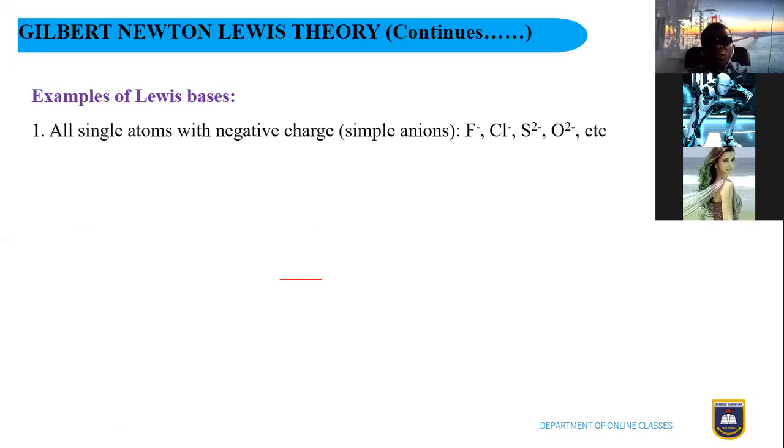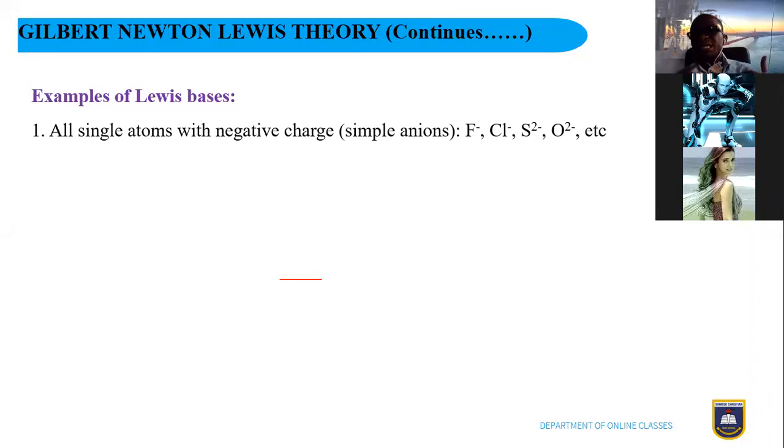Examples of Lewis bases: all single atoms with negative charge. Simple anions: F minus, Cl minus, S2 minus, O2 minus, etc. Once you have a negative charge, what does it mean? It means you are electron dense. You have excess electrons that you can donate to any atom. So you have pairs of electrons that you can donate. It makes you a Lewis base, because that's what a base is according to Lewis.